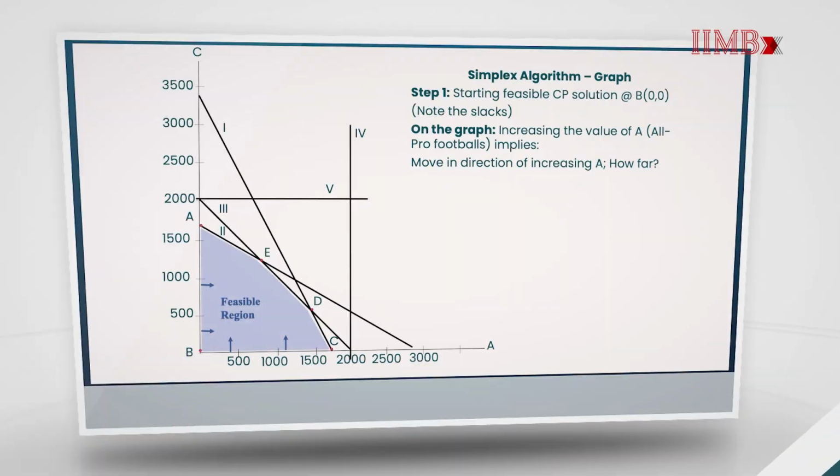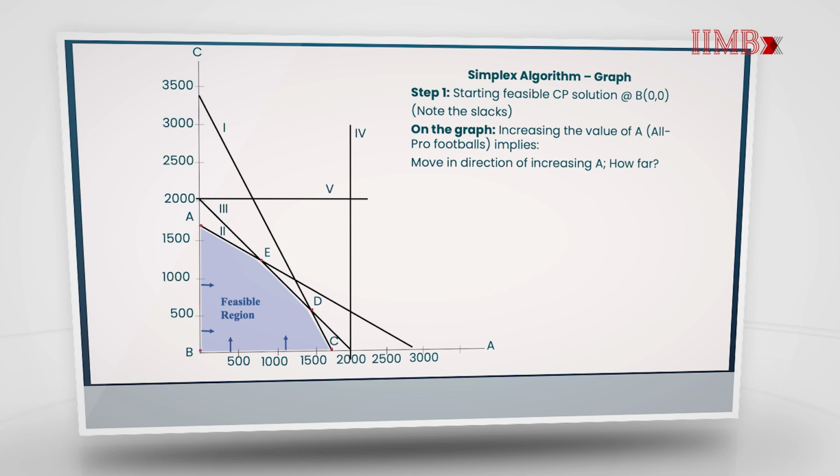So the next thing that the simplex algorithm will do is it will ask the question, is B optimal? Let's look at the graph. Is B an optimal solution? No, because we can actually make some all-pro footballs or college footballs. Let us say we decide to make all-pro footballs. Then we will move away from B towards increasing values of A, that is on the x-axis or the A-axis. Move in the direction where A increases.